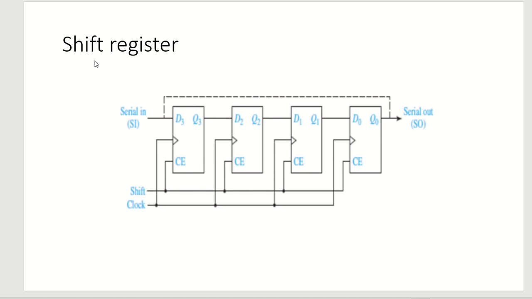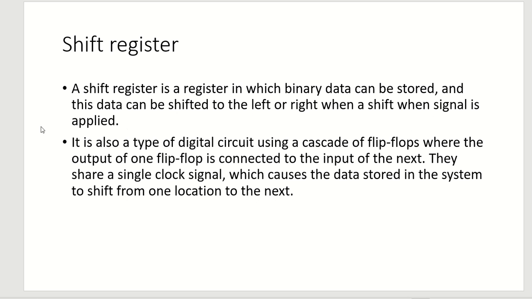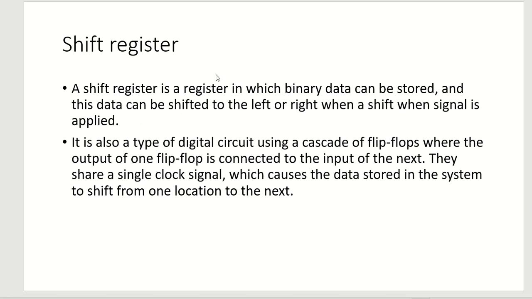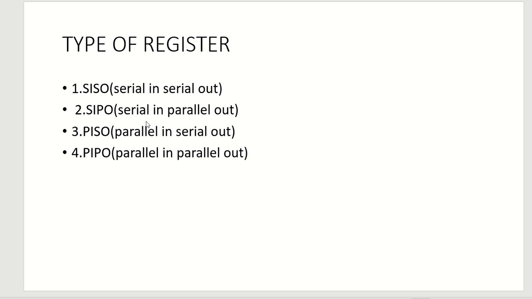Now we need to know what a shift register is. A shift register is a register which stores binary data, and the data can be shifted to left or right when a clock pulse is applied. In this, the output of one flip-flop is connected to the input of the next, and it also shares a single clock signal. Whatever I explained in the diagram, the same thing is given here. Now we directly move to the types of registers.